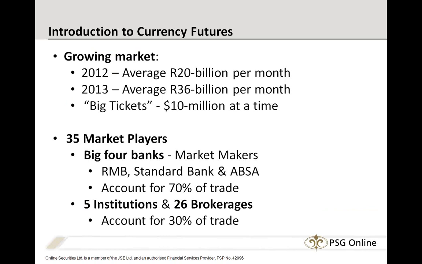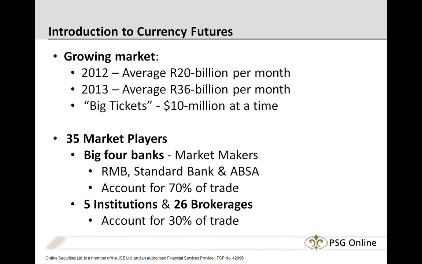If you look at last year, the average trade per month was about 20 billion. And so for this year, halfway through the year, it's increased to about 36 billion rand per month. So obviously it's a big market and it's growing. It's interesting to note also that he talks about big tickets. These are the big trades coming through, on average about $10 million at a time. So obviously it's a lot of institutions trading.